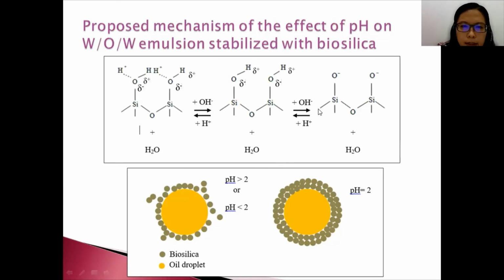But when the pH is reduced to 2, then the silica particle will tend to have no charge. Because pH 2 is called the point of zero charge, the silica particle will have no charge. So if there is no charge, then the particles would attract each other. They would like to come together. So they will make a thick agglomeration on the interfacial layer, and they will become like a barrier against flocculation and also against coalescence. So this will contribute to the high stability of the emulsion.